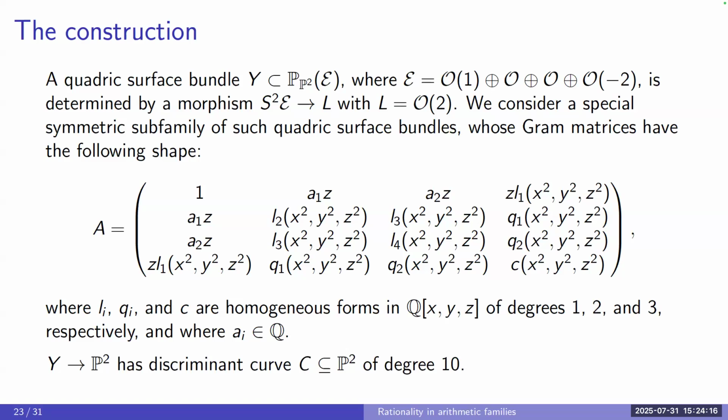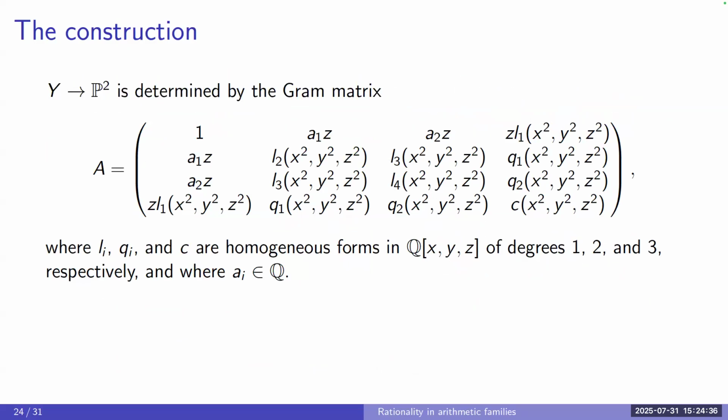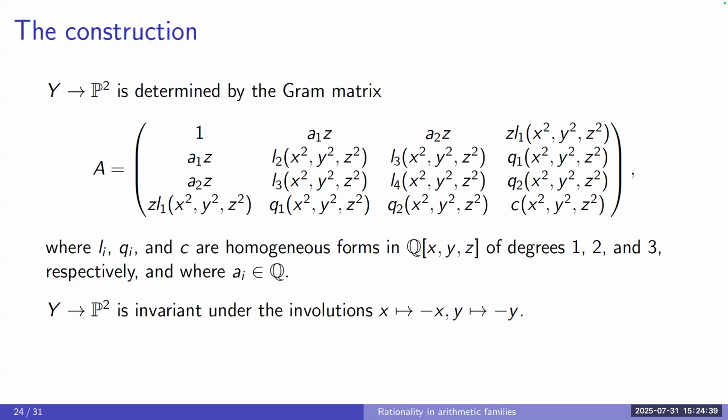Okay, and so when I make this quadric surface bundle, it's going to have discriminant curve exactly given by the determinant of this matrix. And as I just said, 6 plus 2 plus 2 plus 0 is 10. So this is going to have discriminant curve in P2 of degree 10. And as I mentioned, the key is that this matrix, and thus the quadric surface bundle, is invariant under the involution sending x to minus x and y to minus y. And so what I can do is quotient by this Z/2 cross Z/2 action.